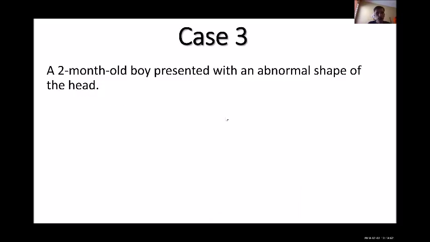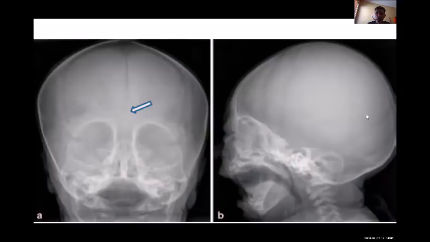You guys were right. A 2-month-old boy presents with an abnormal shape of the head, and this is the X-ray. Any comment? We give you 30 seconds to comment. It's an X-ray, AP and lateral view, and you can see the arrow trying to bring your attention to that area.